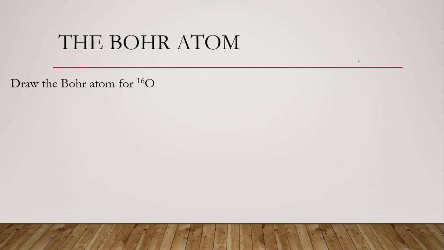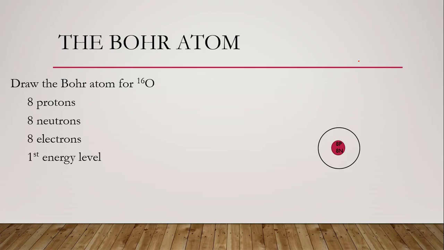So suppose you are asked to draw the Bohr atom for oxygen 16. The 16 is the mass number, protons plus neutrons. When you look at the periodic table, you see that the atomic number for oxygen is 8. So we know we have 8 protons and 8 neutrons. So we put down the nucleus, and in it we put 8p for 8 protons and 8n for 8 neutrons. Because this is a neutral atom, we have 8 electrons. We want to place those.